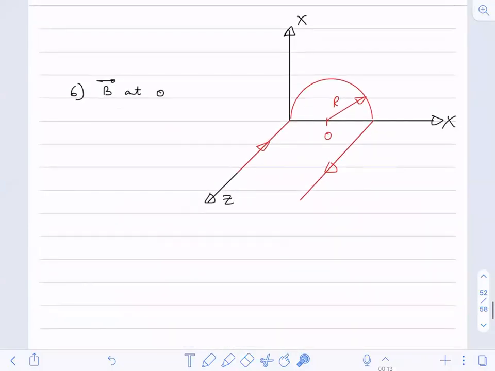Just see this question and tell me how you can solve it. You just tell me the procedure, that will be enough. A similar question we have solved.